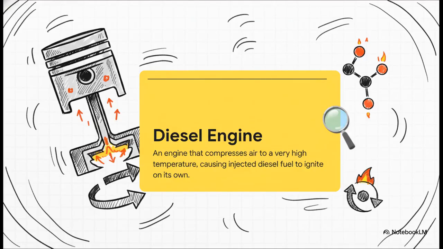All right, next up, we've got an engine we all recognize, the diesel. But here's the wild part. There's no spark plug. The way it works is by compressing air so much, so intensely, that it gets hot enough to ignite diesel fuel all on its own. That explosion pushes a piston, creating motion. That principle, compression ignition, is what makes diesel engines so tough and so reliable.